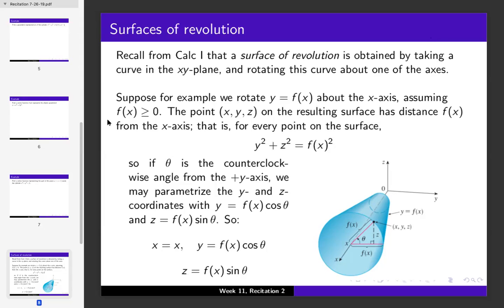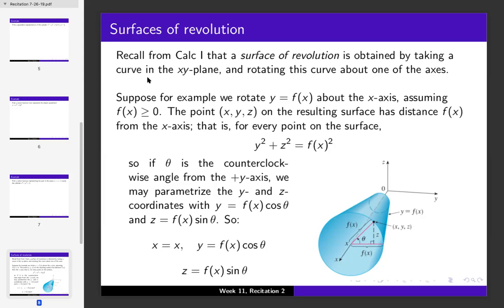But you can imagine y equals f(x), some curve in the xy plane, and you rotate it around the x-axis. Well, you get some surface, and what's its distance from the x-axis? Well, the distance from the x-axis is the value f(x), right? Which means, in particular, the distance from the x-axis is also the square root of y squared plus z squared, which means y squared plus z squared equals f(x) squared. So that's what generates the surface of revolution. The distance from the x-axis is equal to the value of the function.